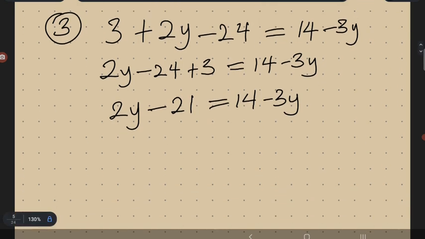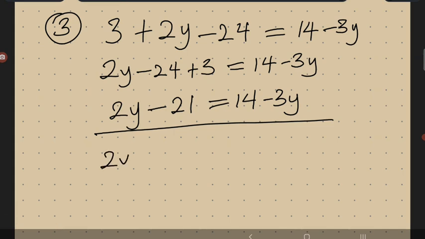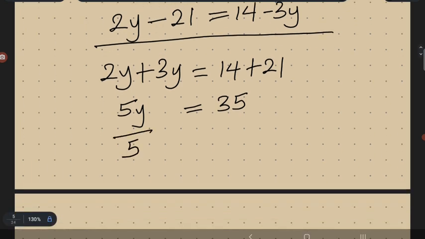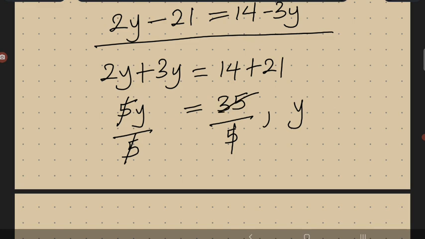At this junction, we try to collect the like terms. So we have 2y plus 3y is equal to 14 plus 21. So we have 5y is equal to 35. So we try to make y the subject of the formula by dividing both sides by 5. So we have y, this is here 1, 7. y is equal to 7. So that will be the value.